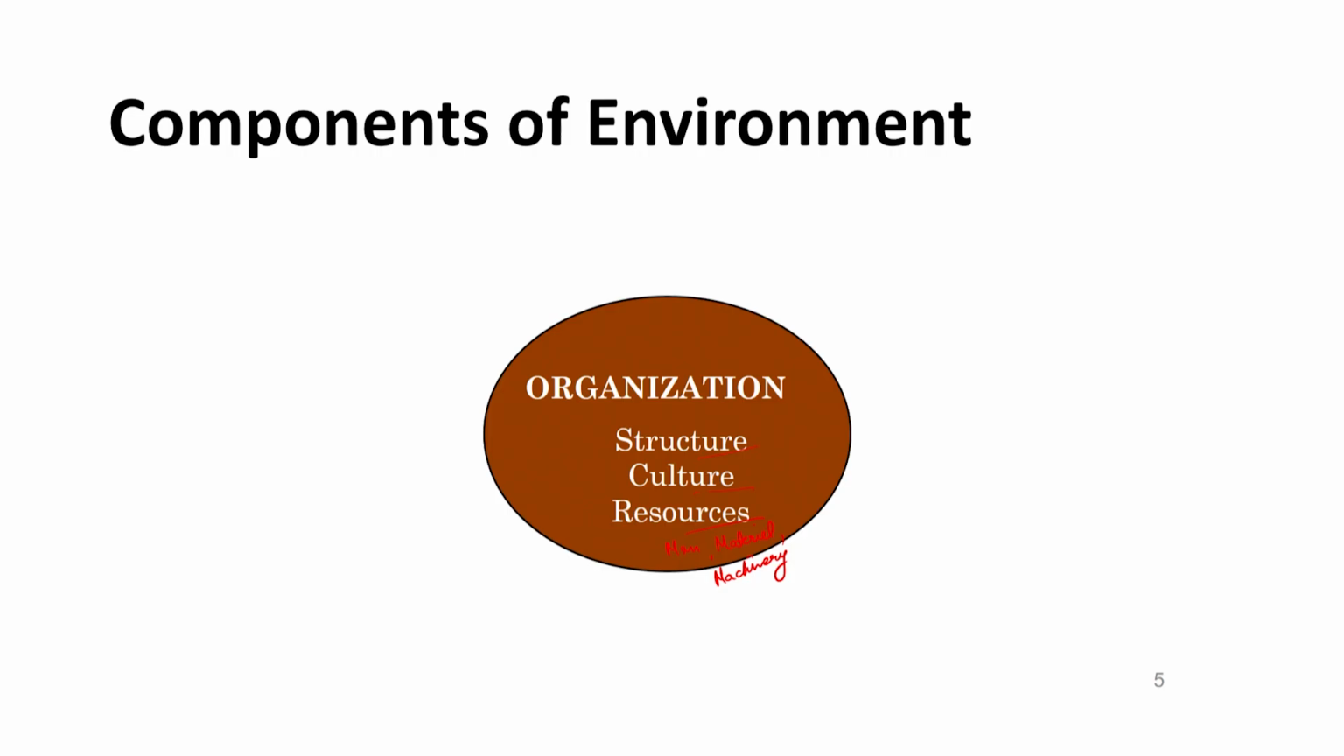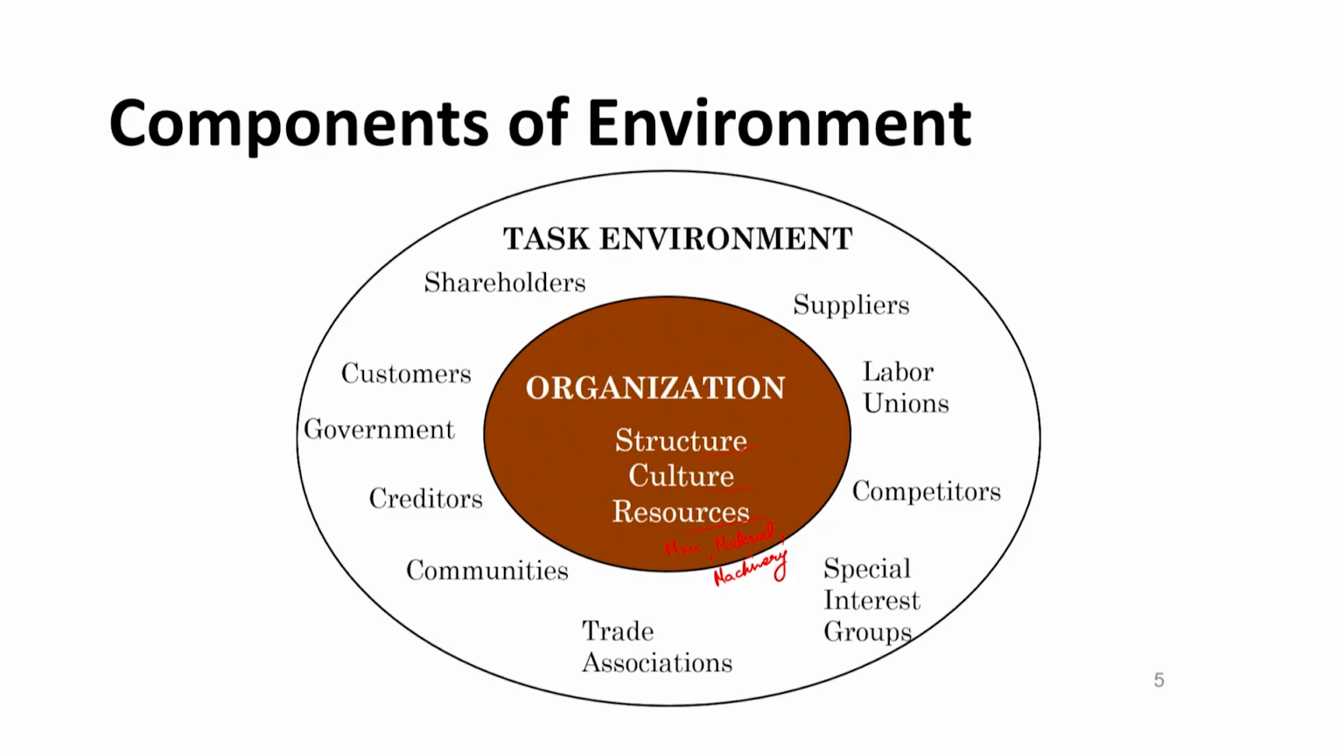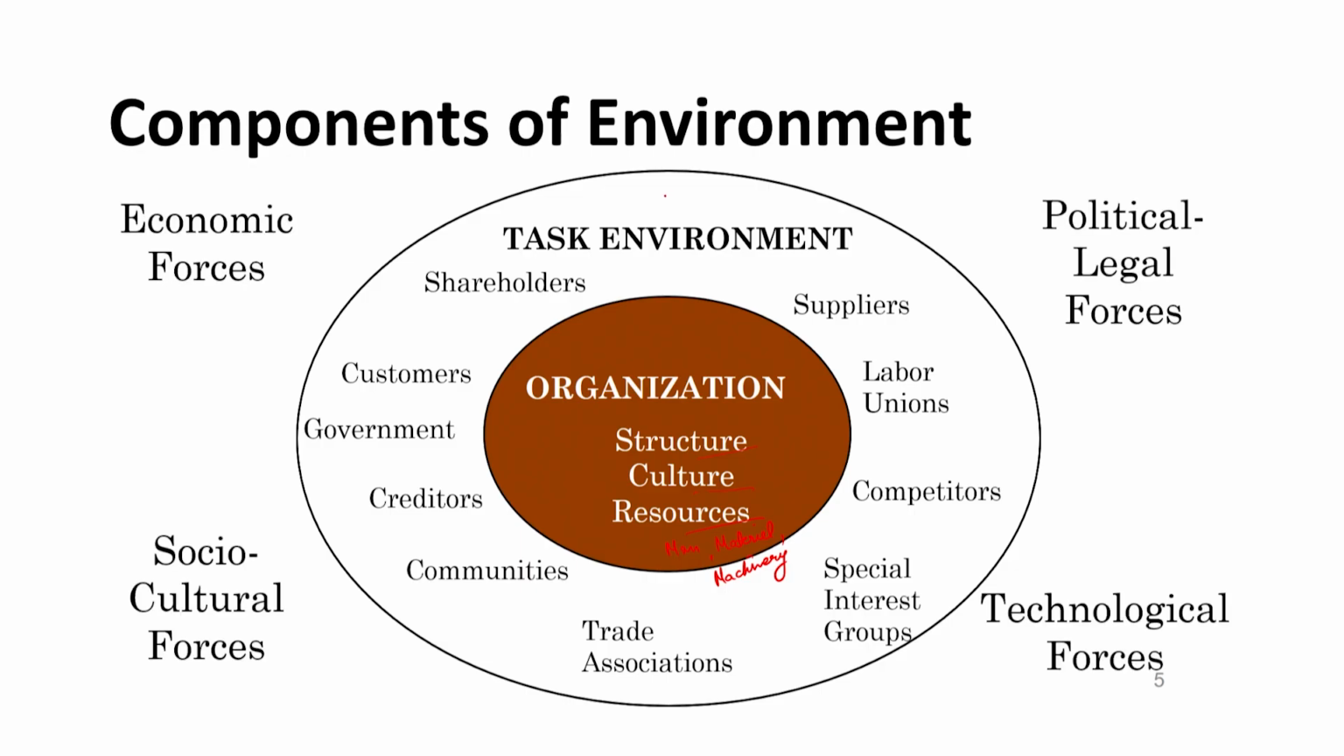Then we move to external environment. External environment includes those factors which are outside the organization. They may affect directly or indirectly the organization's strategies. External environment is also divided into 2 categories: micro and macro. Micro is also known as task environment. For a company, its micro environment or task environment is basically the industry in which it operates.